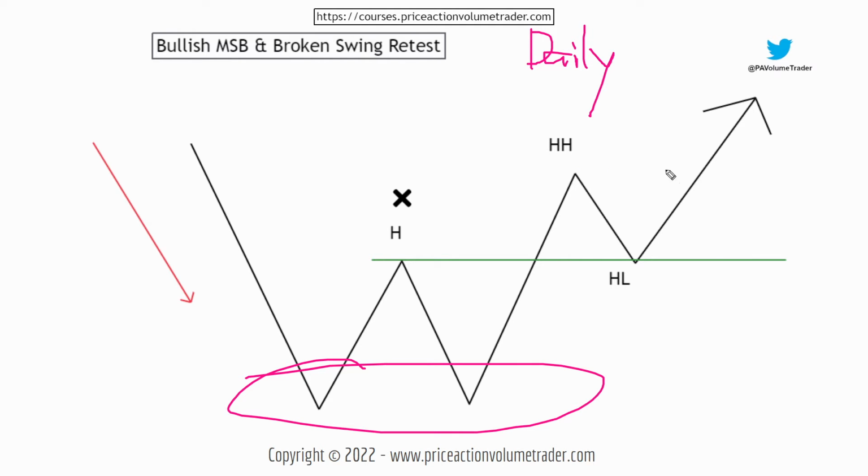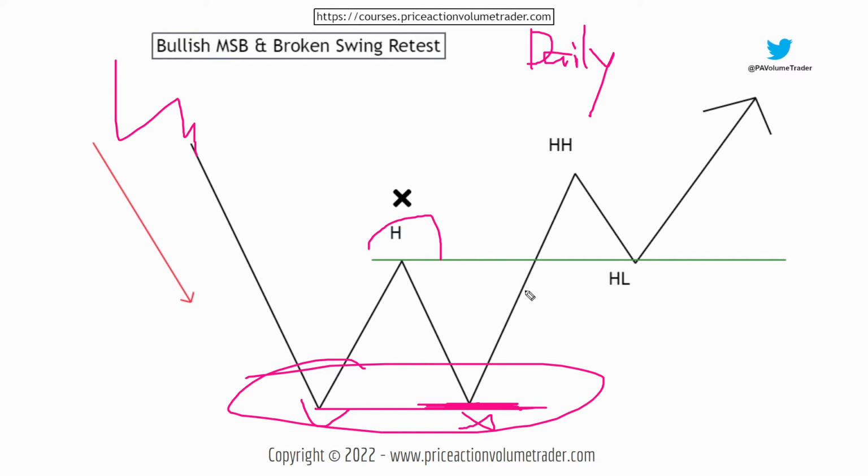Let's say we're swing trading on the daily. Okay, so market is coming in a downtrend right here. We make a new lower low, then we make a lower high, we come down, and now here is where things start getting interesting, because market is failing to make a new lower low.